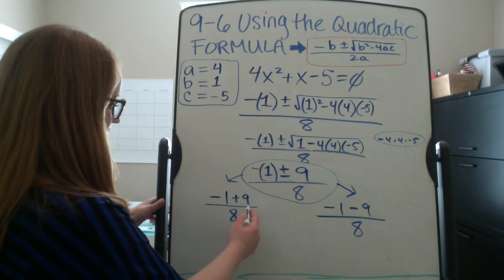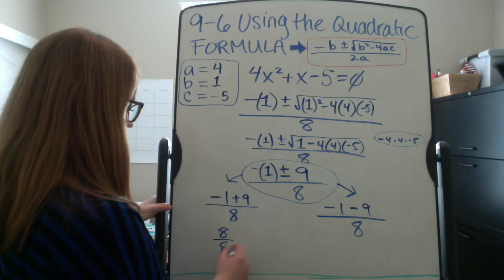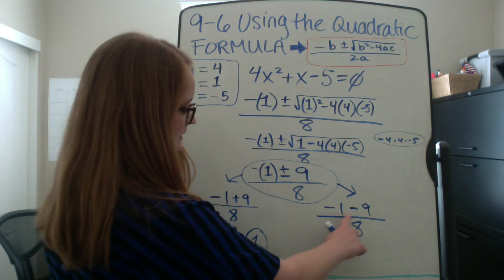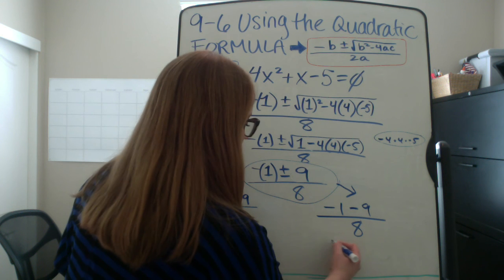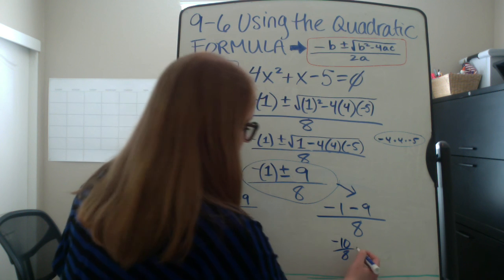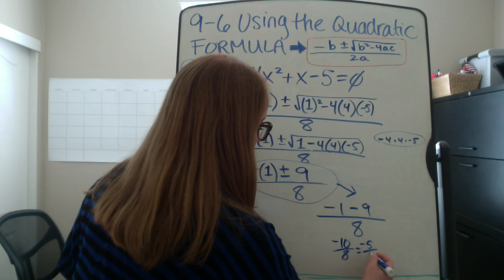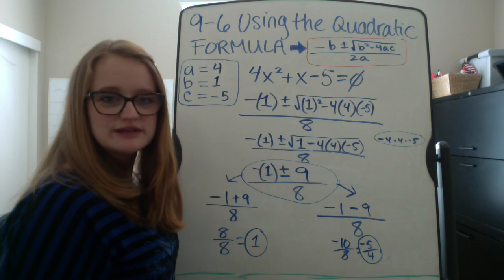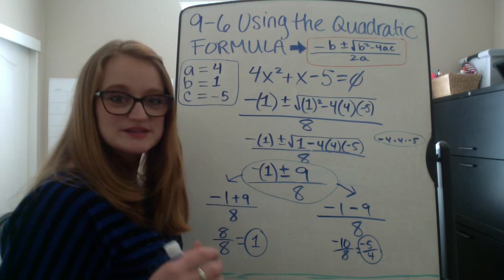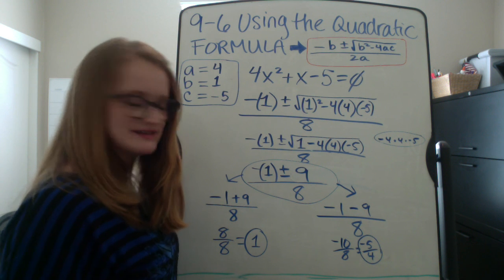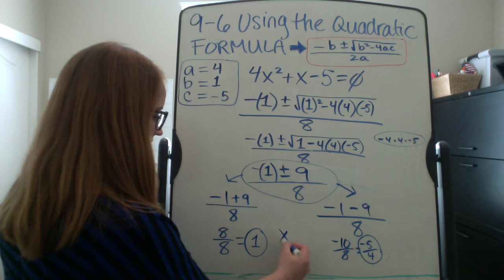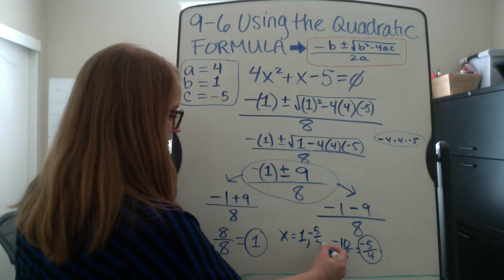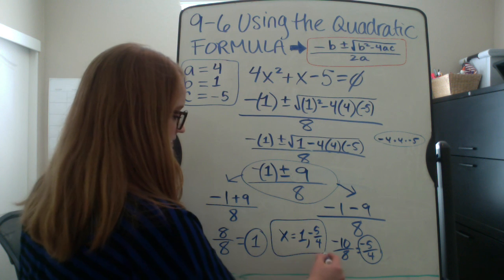-1 plus 9 is 8, so we get 8 over 8, or 1. And this one is -1 minus 9, which is -10 over 8, and we can simplify this to -5 over 4. So what that means is the two areas where this parabola crosses the x-axis are at x equals +1 and x equals -5 over 4. So this is our solution.